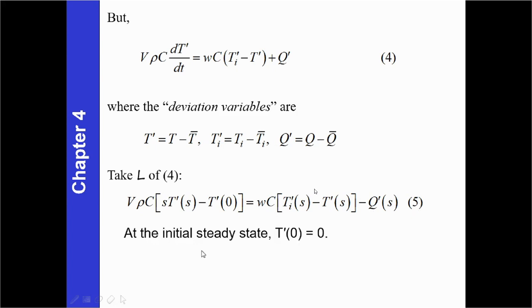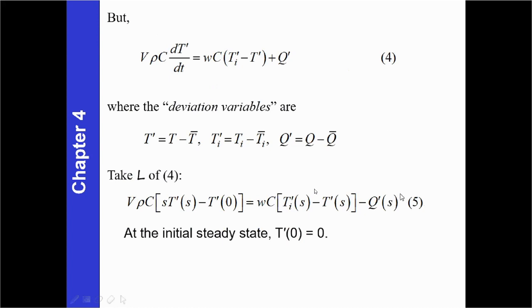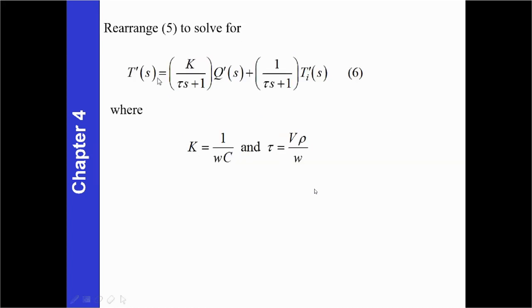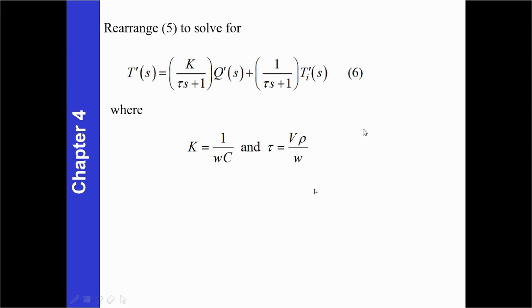And at the initial steady state, so at steady state, T'(0) equal to 0, then we rearrange equation 5, this one here. To solve for T'(s), we will obtain T'(s) equal to K over (tau s plus 1) times Q'(s) plus 1 over (tau s plus 1) times Ti'(s), equation 6. And here we can say that K equal to 1 over WC and tau equal to V rho over W.